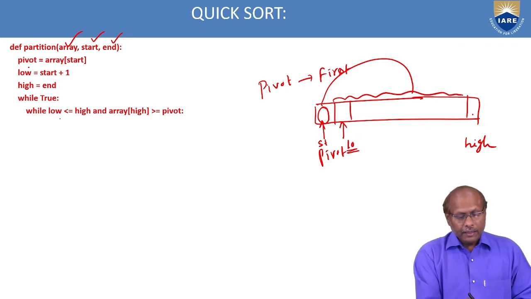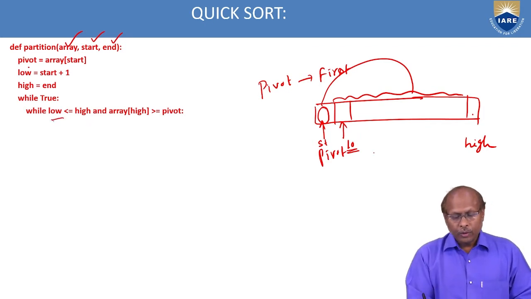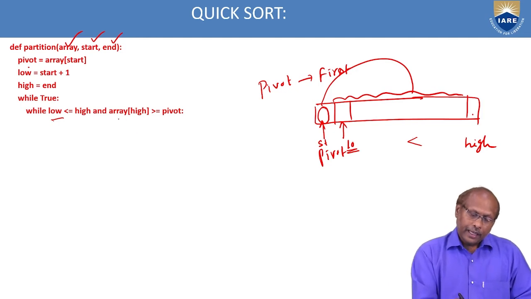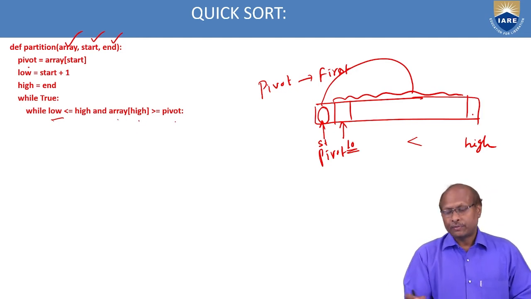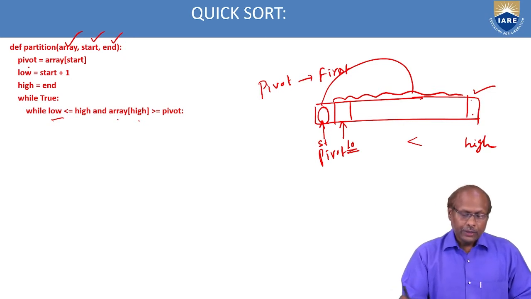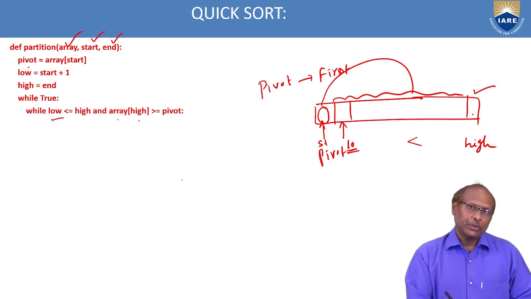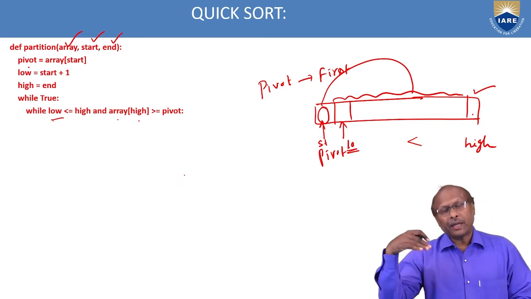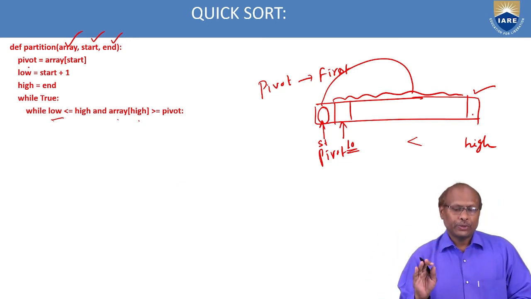I will be checking whether my low is less than high or not, because always the low index should be less than high. This will keep on going while array of high is greater than or equal to pivot. That means whichever element is available on the right side, that must be greater than pivot.